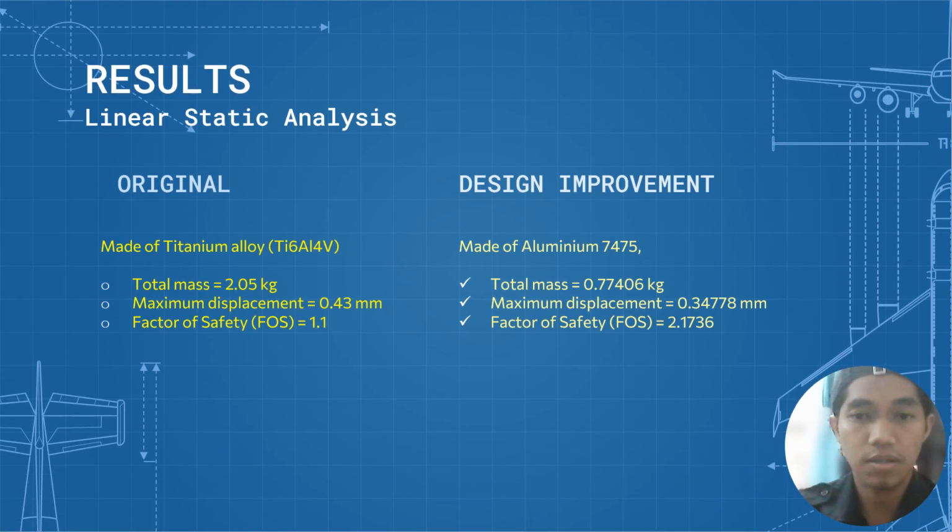Here I present the result for linear static analysis for the redesigned bracket. I chose aluminum 7475 for the new design. Using SolidWorks, I was able to create a bracket that met the requirements. For the final design result, it has a mass of 0.77406 kg, maximum displacement of 0.34778 mm, and an improved factor of safety of 2.1736. So this result is improved compared to the original one, which has a total mass of 2.05 kg, maximum displacement of 0.43 mm, and a factor of safety of 1.1.